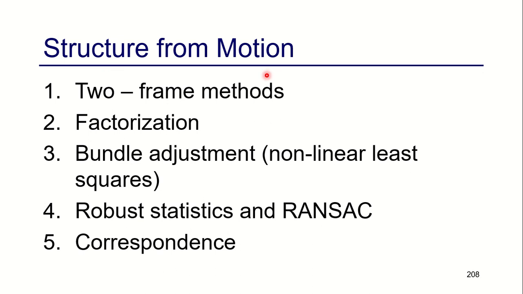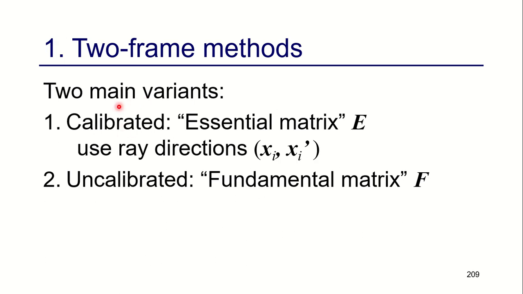So structure from motion can be calculated from all these. You have these methods in it: two-frame methods, factorization, bundle adjustment, non-linear least squares, robust statistics and RANSAC, and correspondence. All these come under the multi-frame methods, and only the first method here is the two-frame method. So here you have two main variants.